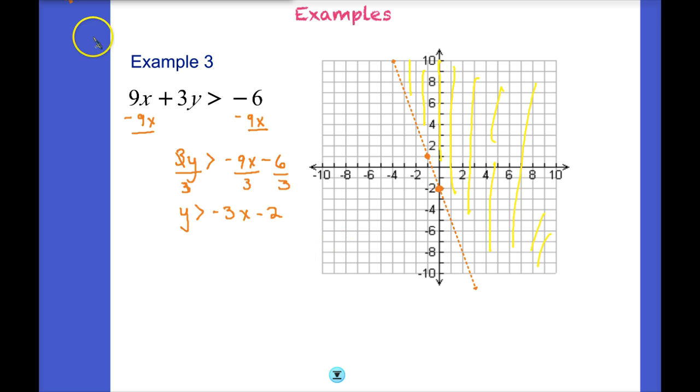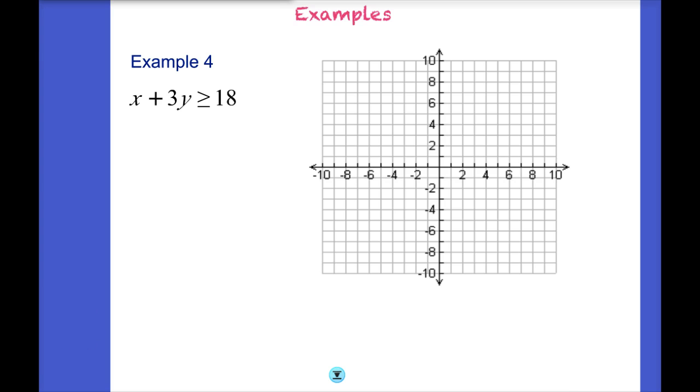All right, let's do our final example. In this example, we will once again have to put it in y equals mx plus b form. So in order to do that, I'm going to move the x to the other side. It's a positive x, so I'm going to do the opposite. I'm going to subtract x. And I'm left with 3y greater than or equal to, I'll go ahead and write the x term first. So I have a minus x, and then I have a positive 18 here.